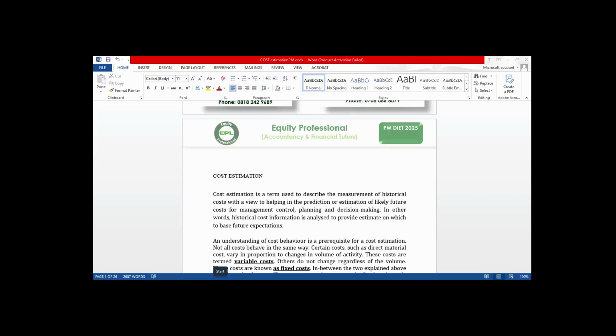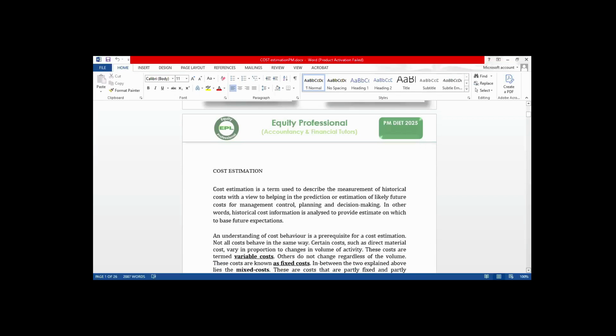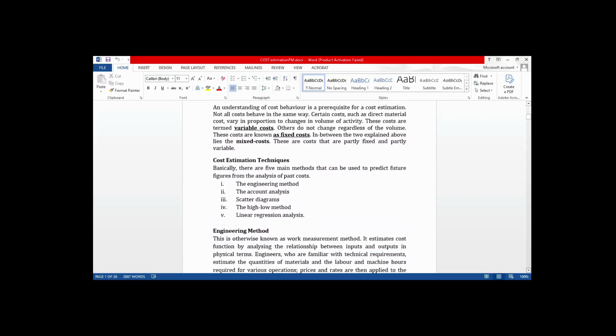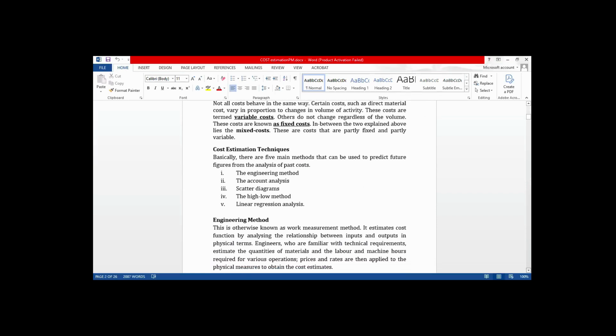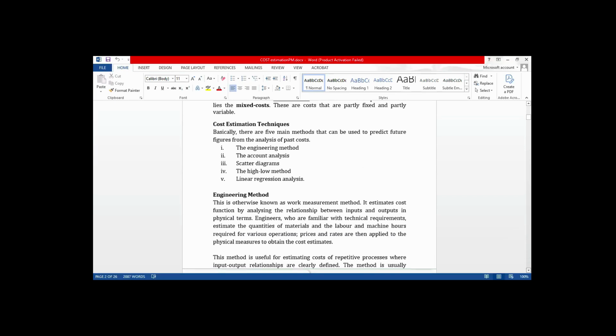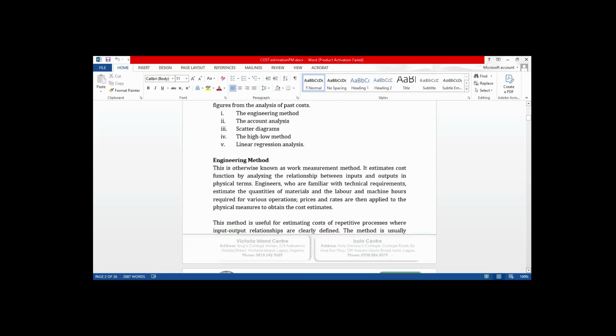We now look at the method of estimating costs. We explain the high and low method. You can use high and low method to estimate likely future costs, where there is activity at the highest level and the lowest level. We can use this activity to predict likely future costs.